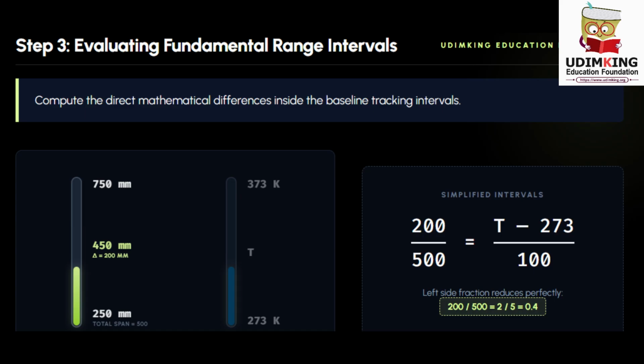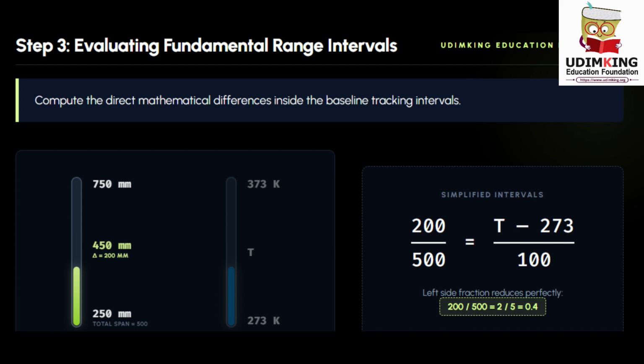In step 3, we evaluate our fundamental range intervals by calculating the direct mathematical differences. On the left side, our active pressure climb is 450 minus 250, which gives us 200 millimeters. The total baseline span is 750 minus 250, which gives us a fundamental interval of 500 millimeters. On the right side, the baseline Kelvin interval simplifies perfectly to 100 units.